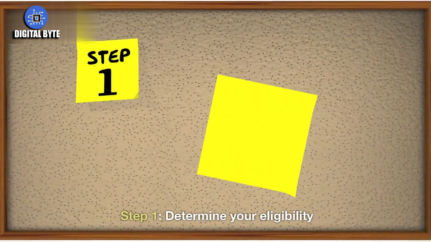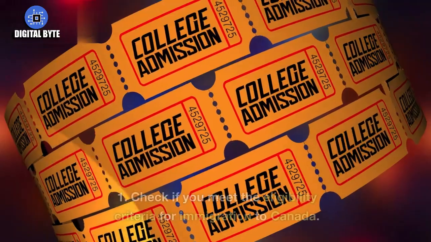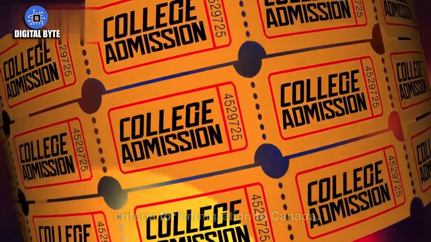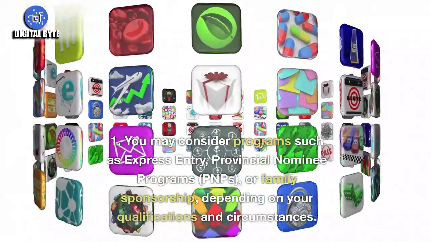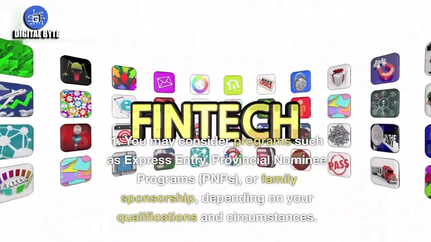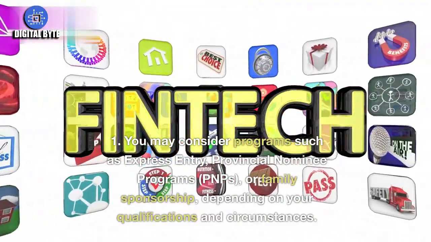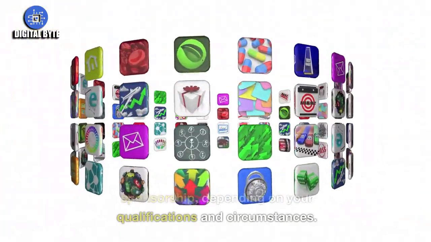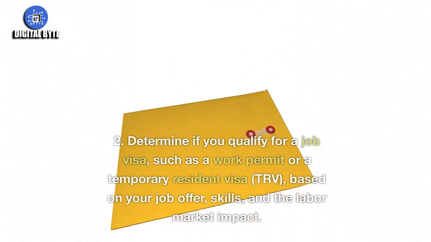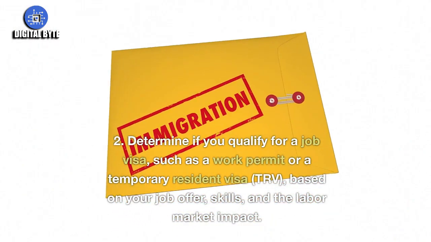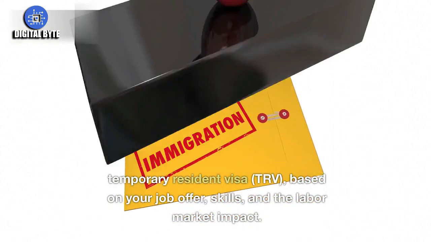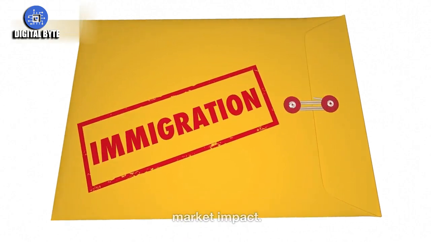Step 1. Determine your eligibility. 1. Check if you meet the eligibility criteria for immigration to Canada. You may consider programs such as Express Entry, Provincial Nominee Programs, PNPs, or Family Sponsorship, depending on your qualifications and circumstances. 2. Determine if you qualify for a job visa, such as a work permit or a temporary resident visa, TRV, based on your job offer, skills, and the labor market impact.